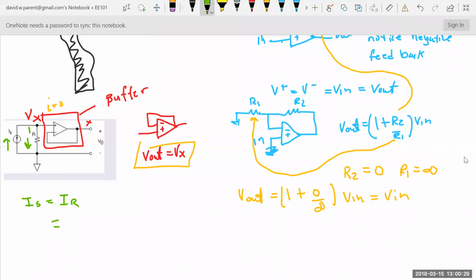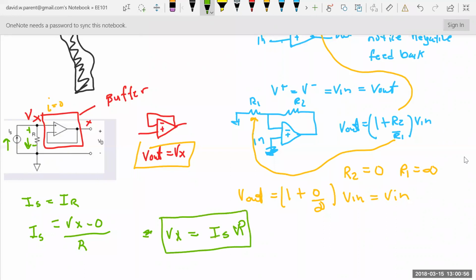All right, so what's IR? Plus, minus. That's Vx. What's ground? 0, divided by R. IS. Solve for Vx. IS R. Well, from our buffer, right? V out equals Vx equals I source R.